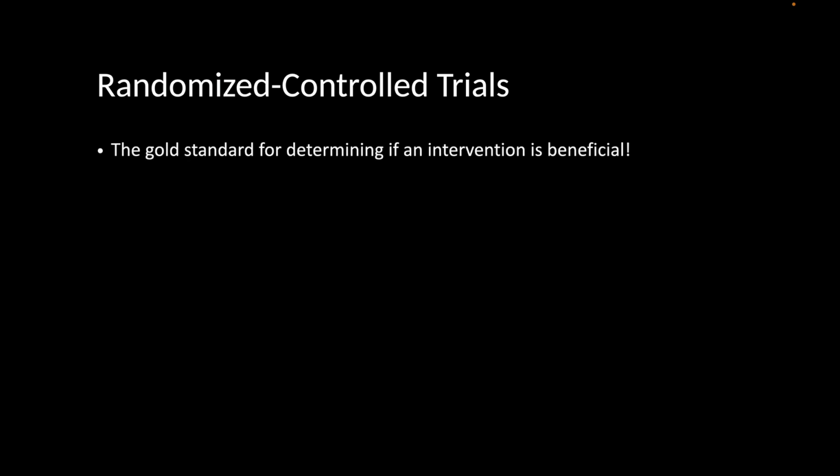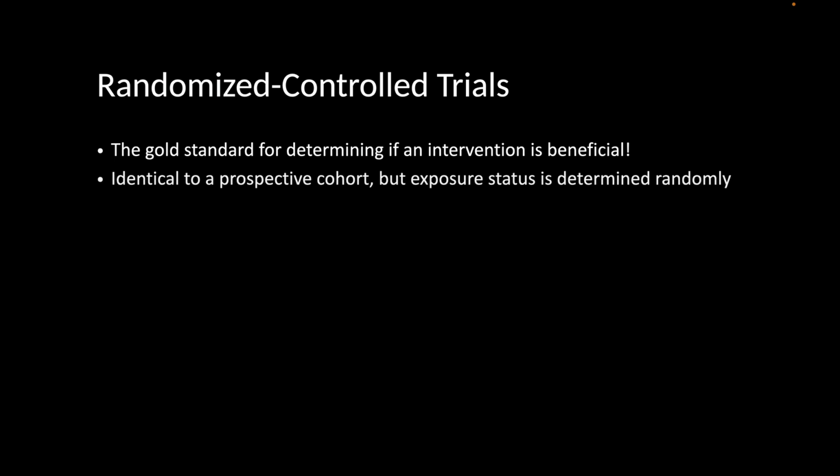And that brings us to randomized controlled trials, which in some ways is the simplest kind of trial to study or to explain, because really a randomized controlled trial is just a cohort. It's a cohort study, but where we've picked who gets exposed and who does not. And it's the gold standard for determining if an intervention is beneficial. And this is the kind of evidence that we need to prove whether some intervention is something that we should be doing in people because it helps people.